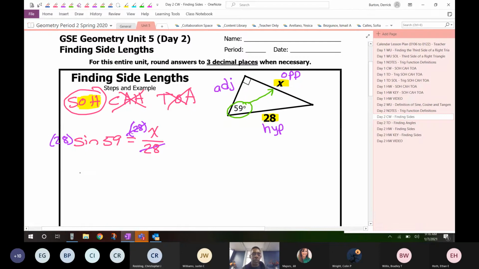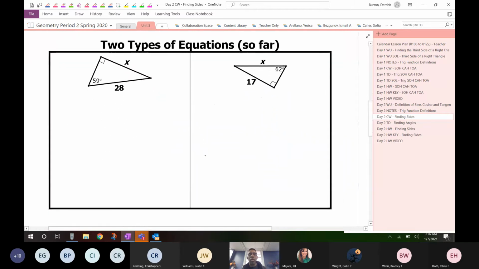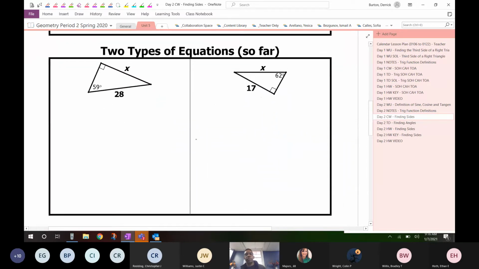So we have 24.001 is equal to x. And that's how you do it. That's how you can use a trig function to find a missing side. Okay? Now, watch out. We're going to have 2 types of equations so far.